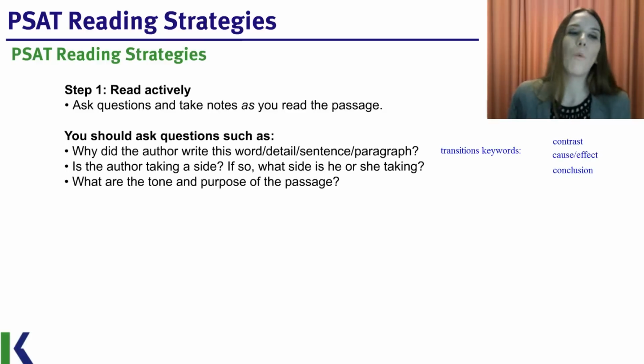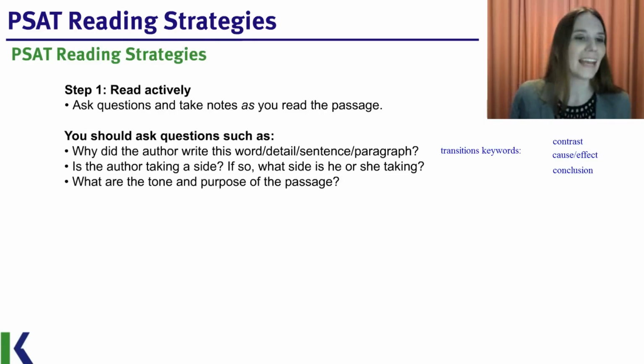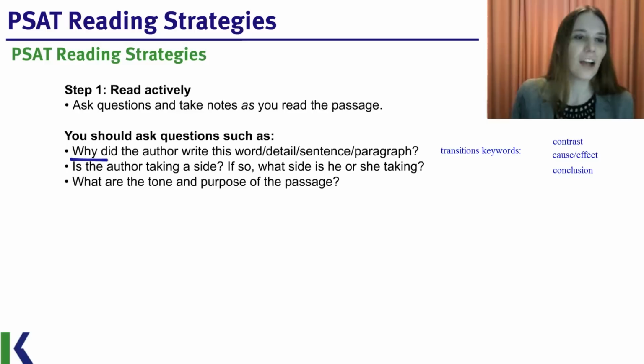And they tell us why the author did something. The author writes, for example, because it's an example. The author writes because the author is giving us evidence for something or giving us a reason. So by looking at these transition keywords, the author is telling us why he or she has written the passage in the way he or she has. Basically, they're telling us their logic. Is the author taking a side? And if so, what is it?